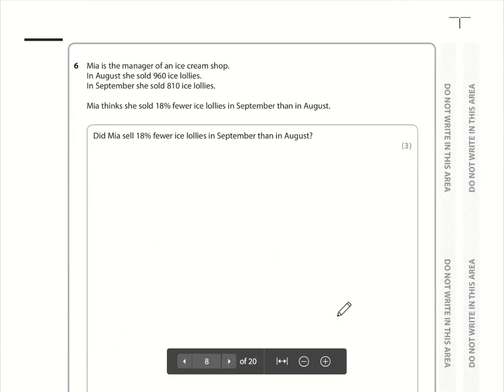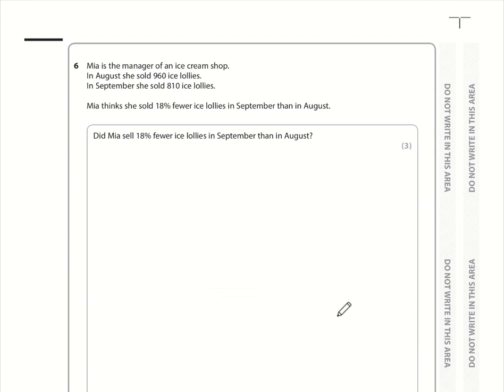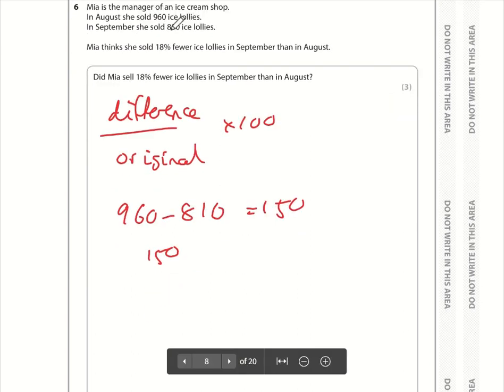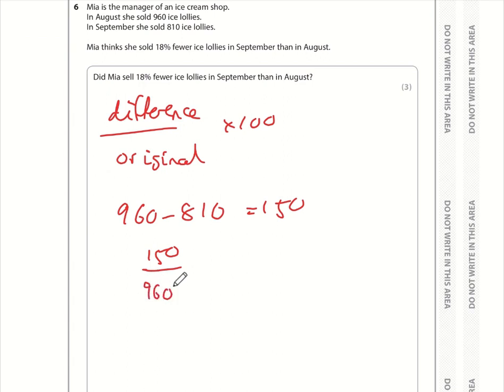Okay, let's move on to question number 6 now. So here we're trying to work out a percentage decrease. So when we're calculating any percentage change, whether it's a decrease or an increase, it's the difference divided by what it was originally multiplied by 100. So what is the difference? Well, the difference is 960 take away 810, which is 150. So it's 150 over what was it originally before it went down? Well, that's the higher value of 960 times 100.